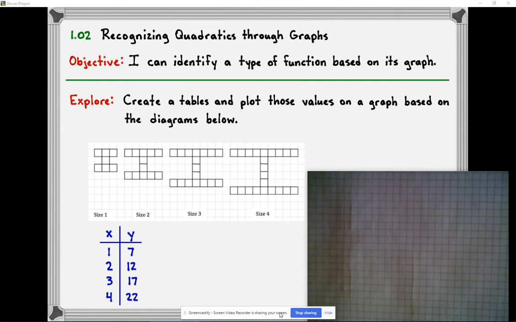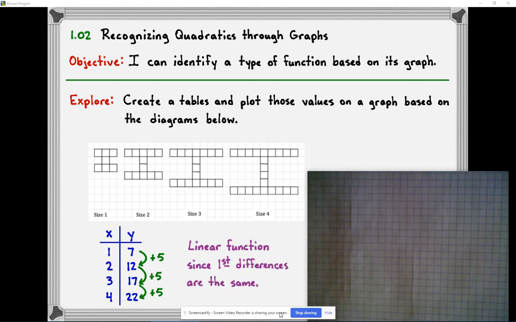So the first thing we have to do is figure out what kind of function this is. So we're going to check our first differences. We're going to check our second differences, and we're going to check our multiplication. So first thing, let's check our first differences. That's the easiest one. You can see from 7 to 12, we're adding 5. And from 12 to 17, we're adding 5. And from 17 to 22, we are adding 5.